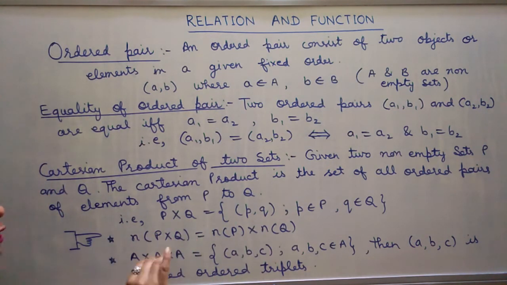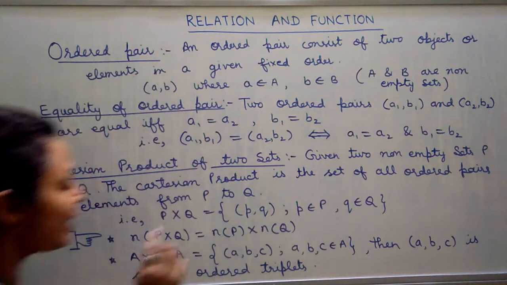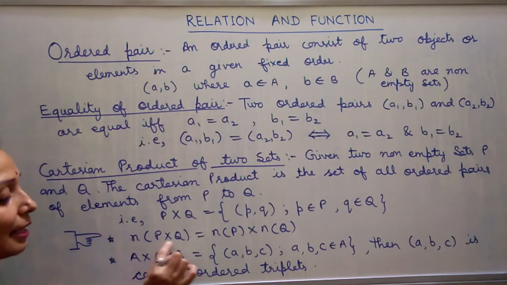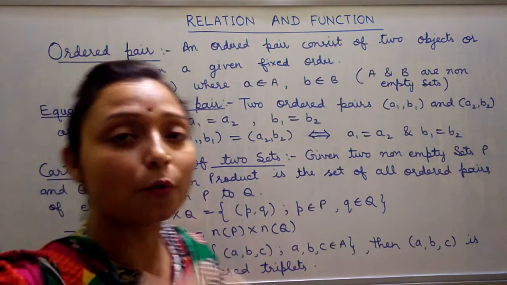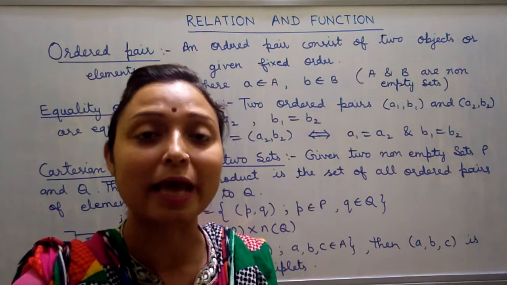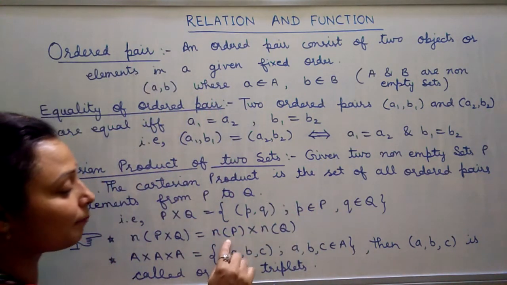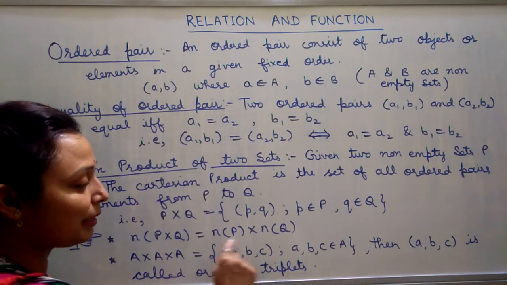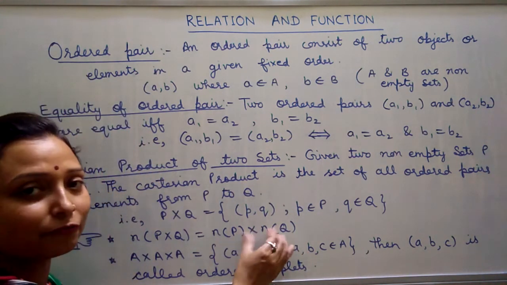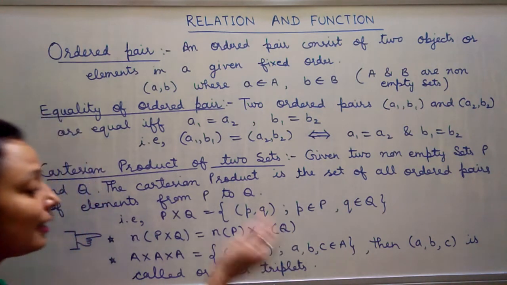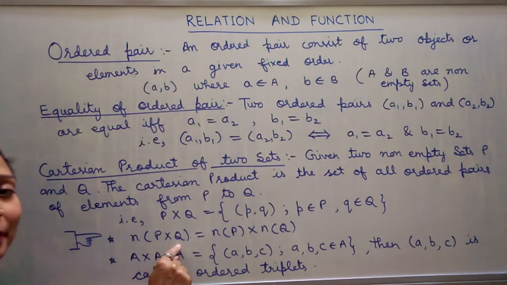Now we have two important facts. What are the two important facts? The number of elements present in P cross Q. If we talk about the total number of elements present in the product of P and Q, we will take the number of elements present in P and the number of elements present in Q and take the product of both numbers of elements. We can get the value of the number of elements present in P cross Q.